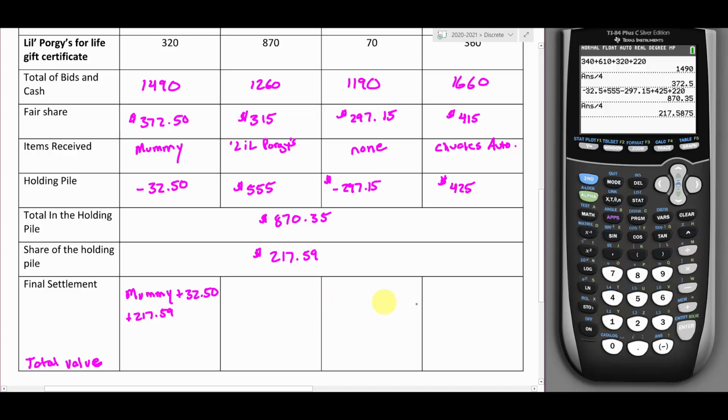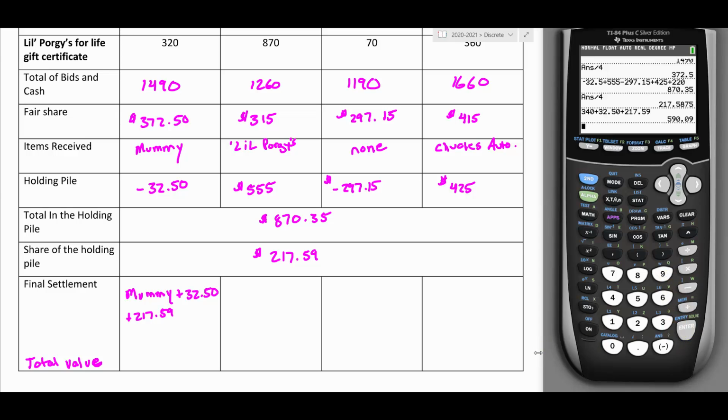So remember, the mummy was worth $340, and then he got $32.50, and then he got another $217.59. So his total value is $590.09. Right, $590.09. Looks good. And then I like to compare that to the fair share. So remember, his fair share was $372.50. He got way more than his fair share, so Scarlett is going to walk away happy.